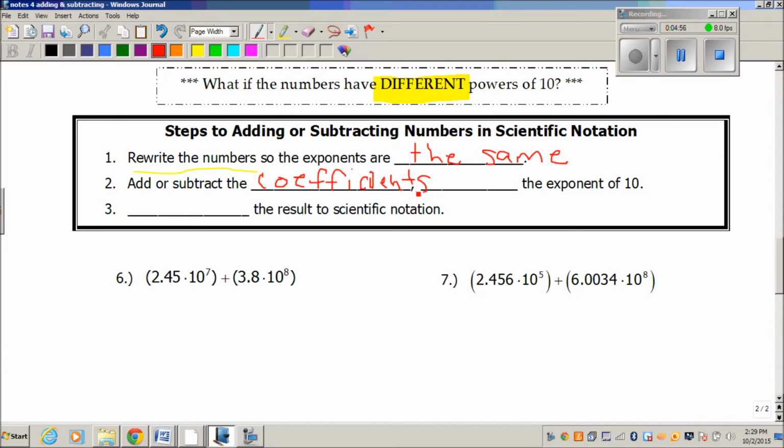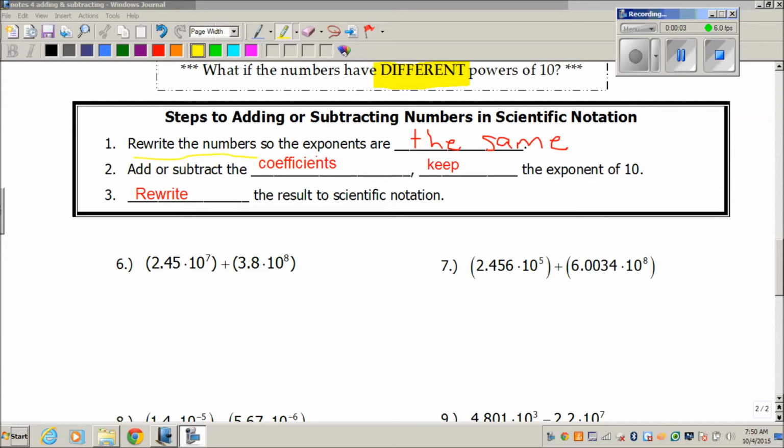And just like we did before, you're going to keep the same exponent of 10. Third, once you've done that, you want to take a look at your answer and see if your answer is correctly written in scientific notation. If the coefficient is the right size, then you're done. Otherwise, you might have to rewrite the result to scientific notation.